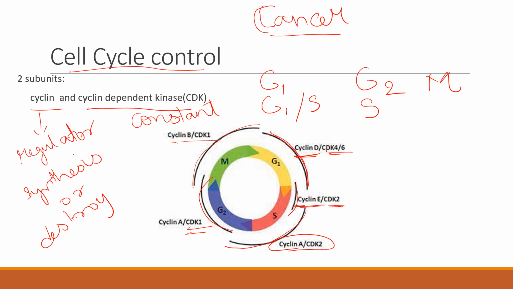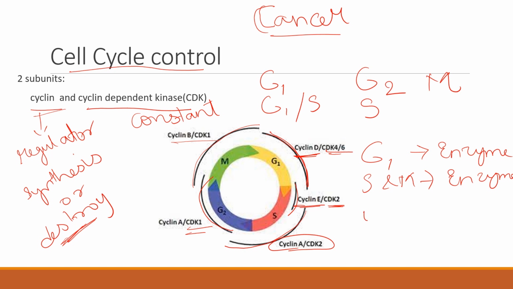Now, how is this cyclin regulated? As I have mentioned, after every phase this cyclin is destroyed, right? The destruction of cyclin for every phase is different, means for G1 phase there are different enzymes that destroy this cyclin. For S and M phase also there are different enzymes that destroy this cyclin, and this majorly occurs through the process called ubiquitinylation, right?